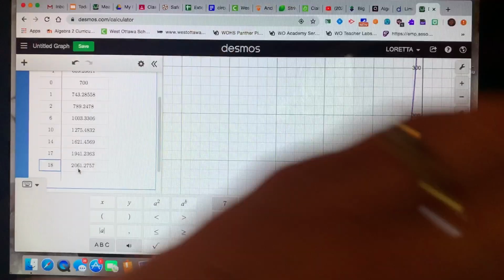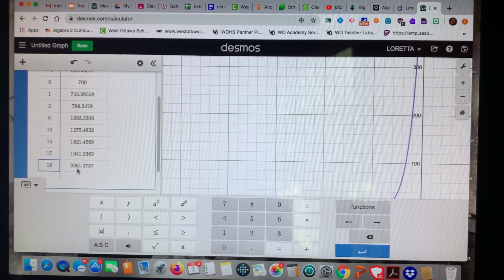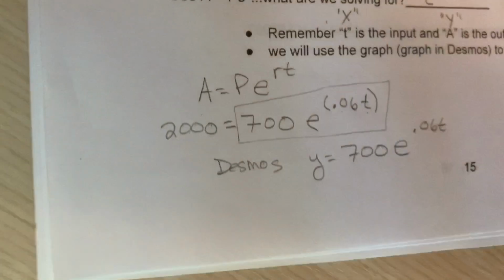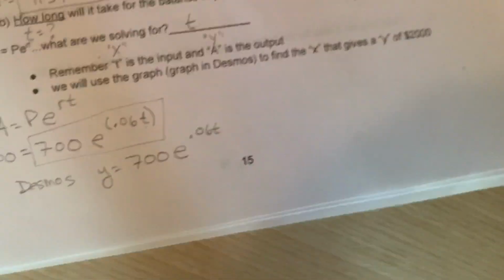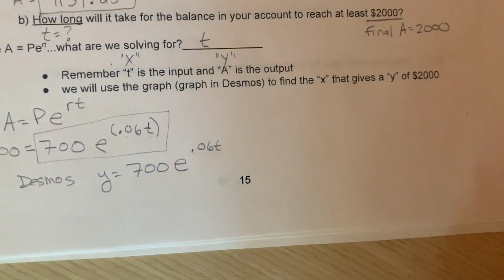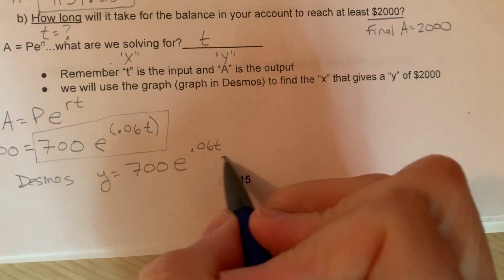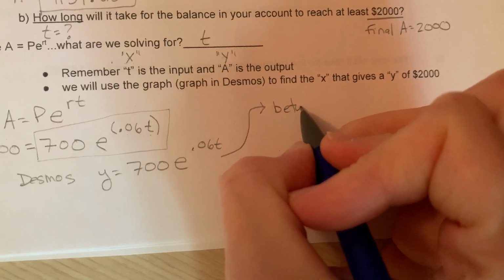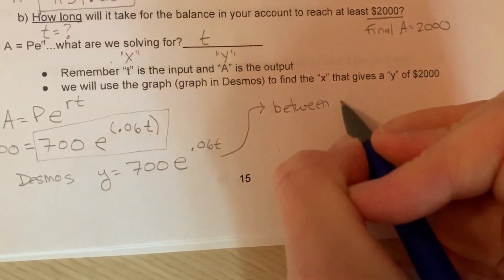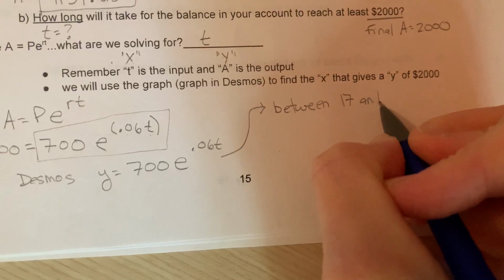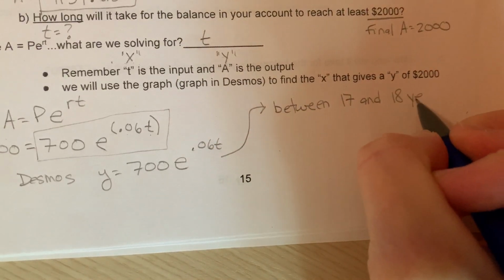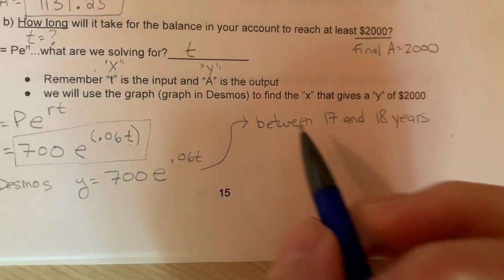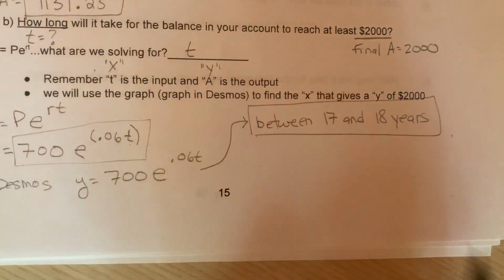Okay, now let me try to get this back to my paper. The way we're going to answer this question is, we're just going to simply say, so we solved this on the graph, so there really isn't any work here, and we're just going to say between 17 and 18 years. That's how long it will take to get $2,000.